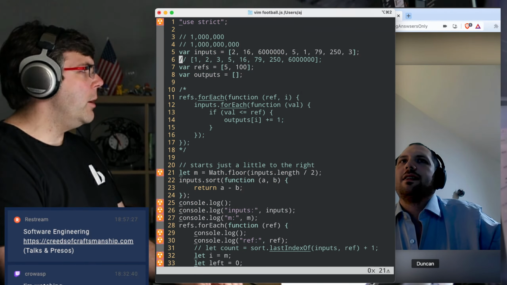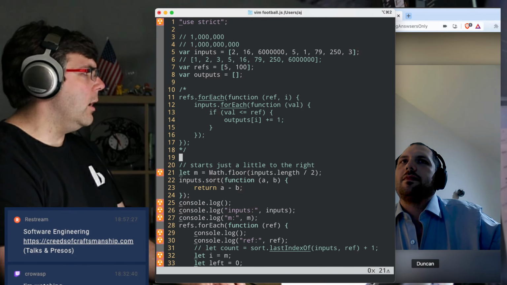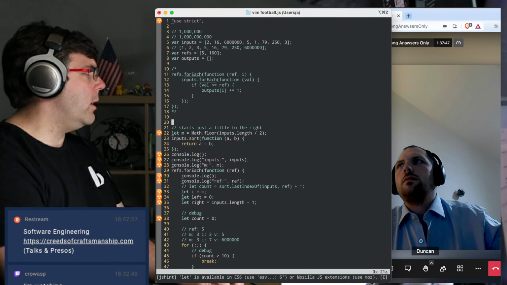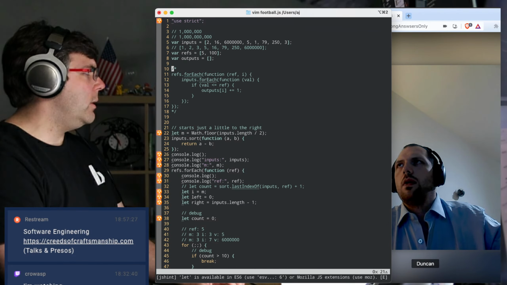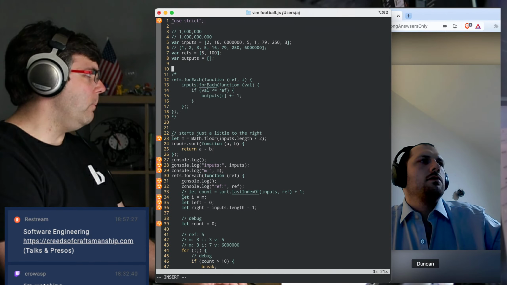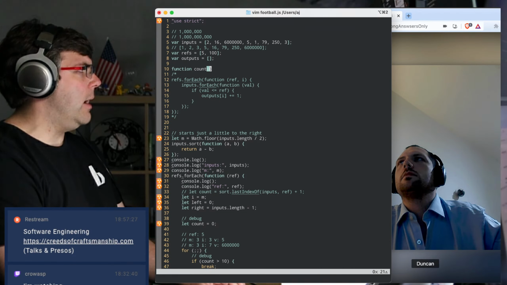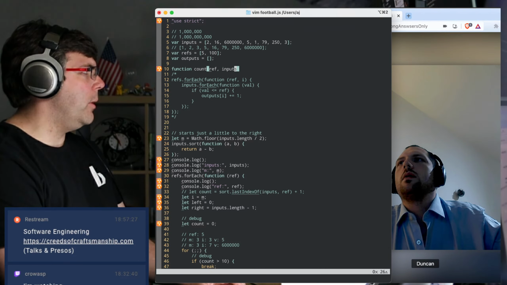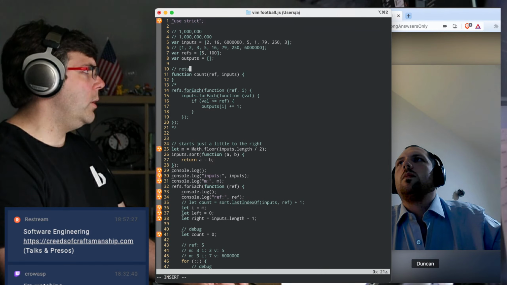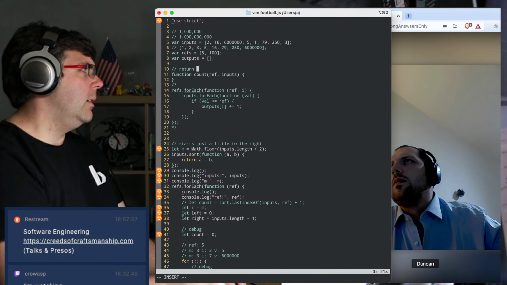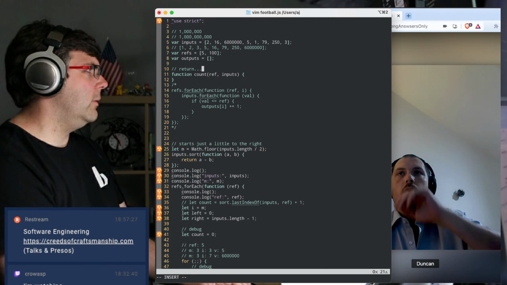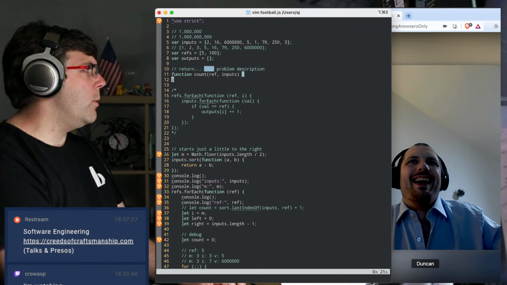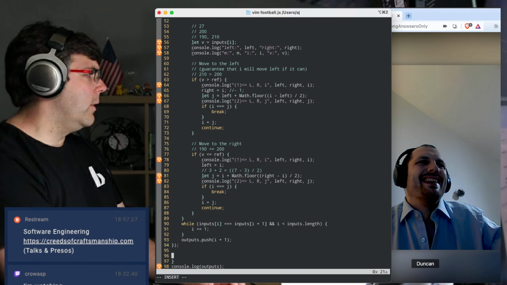I'm going to take this and I'm going to turn it into a function here. So let me make this a little smaller. Sorry for people watching online, but I'm going to take this function and we're going to call it count. We're going to take the reference and the inputs, and this will return... read problem description. I don't even know how to describe in words what it is that we're actually returning here.